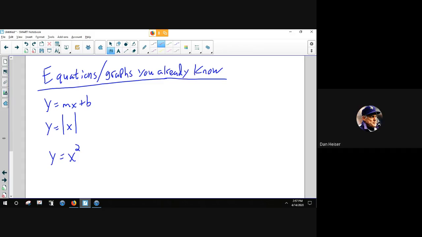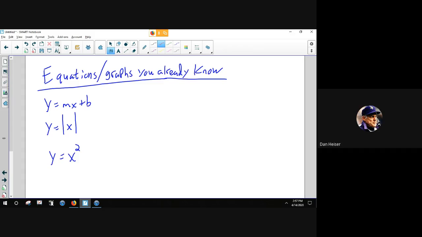Here's our last lesson for our circle unit. It's going to be on the equation of a circle. I'm going to start off with a quick refresher on some equations and graphs that you are already familiar with from Algebra 1.